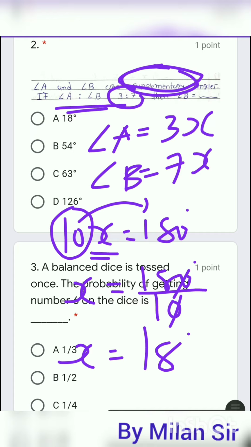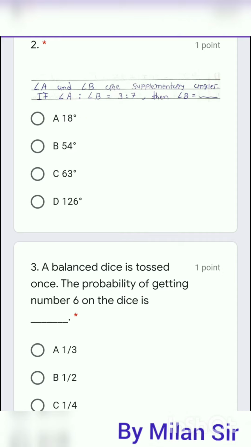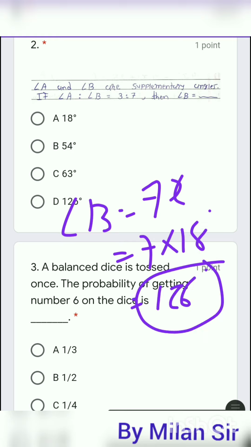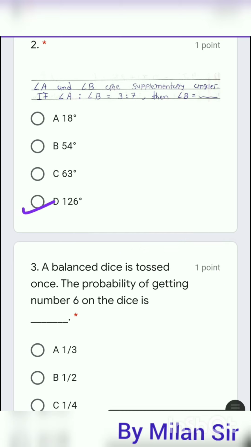But here in question we need to find angle B, right? So we need to put this value here, angle B 7x. So x is equals to 18. That means angle B is equals to 7 multiply 18. Angle B is equals to 7x. So 7 multiply 18. 18 sevens are 126. So our answer is 126. So here option D is our correct answer, 126. Okay.